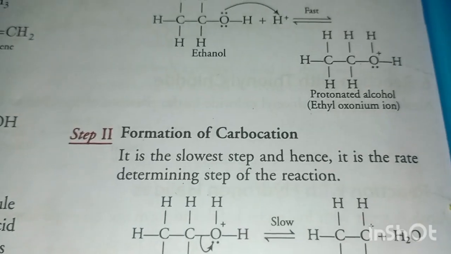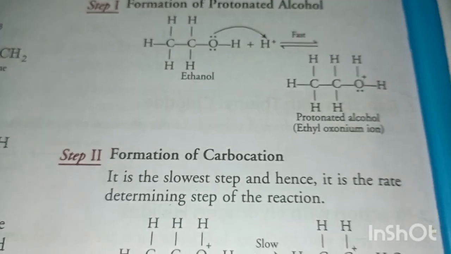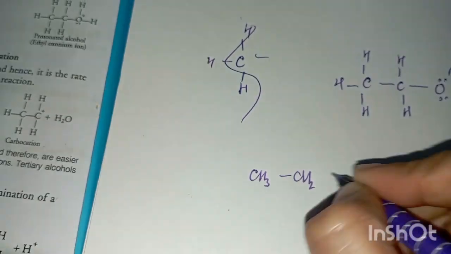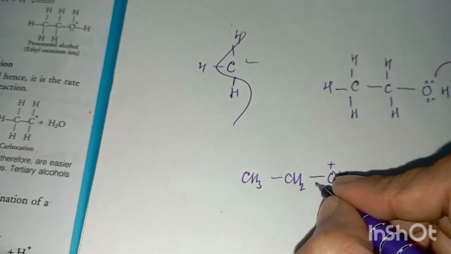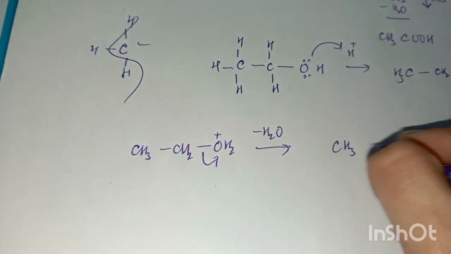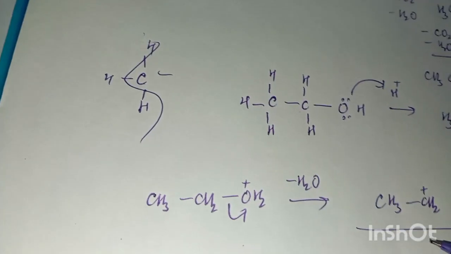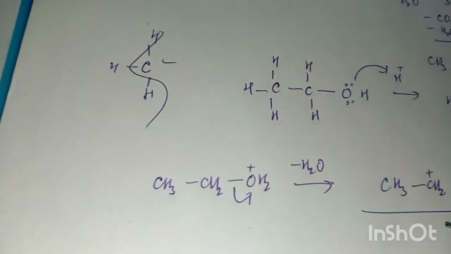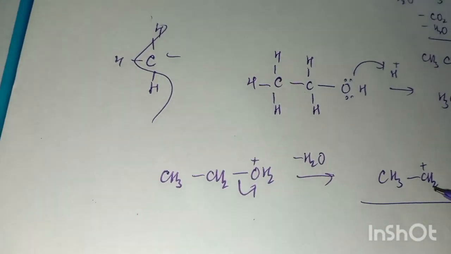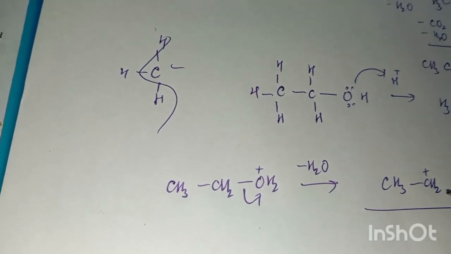Now the next step is the formation of carbocation. It is the slowest step and hence the rate determining step of the reaction. Removal of water leads to the formation of carbocation. CH3CH2OH2 plus, with removal of water, becomes CH3CH2 plus. This is a primary carbocation, hence it will be less stable. Methyl carbocation is the least stable, then primary, next is secondary, and the most stable one is tertiary carbocation.